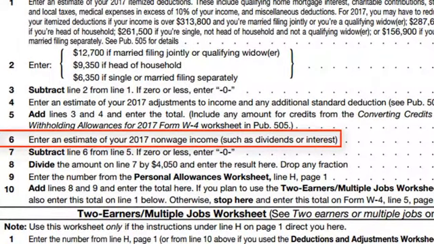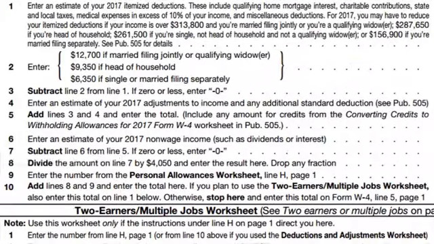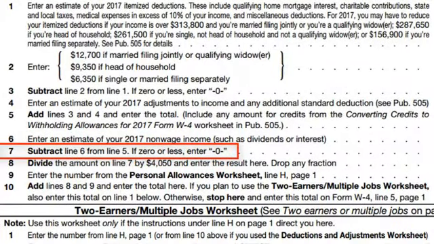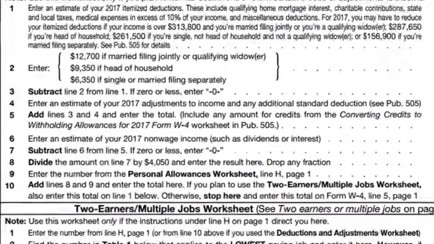Line 6. Enter an estimate of your 2017 non-wage income, such as dividends or interest. Susan does not have any investments that will pay her dividends or interest, so she enters 0. Line 7. Subtract line 6 from line 5. If 0 or less, enter 0. 4,050 minus 0 equals 4,050. Susan enters 4,050.